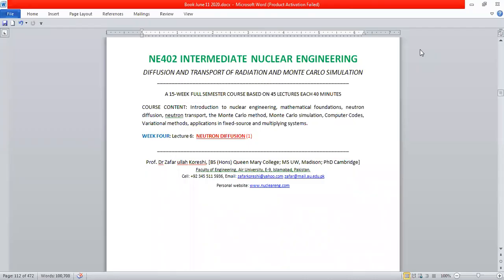Okay, let's begin lecture number 6 on neutron diffusion. This is week 4. This is part of the course NE402, Intermediate Nuclear Engineering. It's an advanced undergraduate or graduate level course in nuclear engineering covering neutron diffusion, radiation transport, and Monte Carlo simulation. So it presents a unified picture of all three methods, two methodologies, one deterministic and one stochastic.